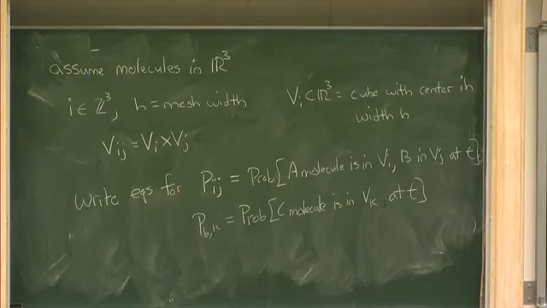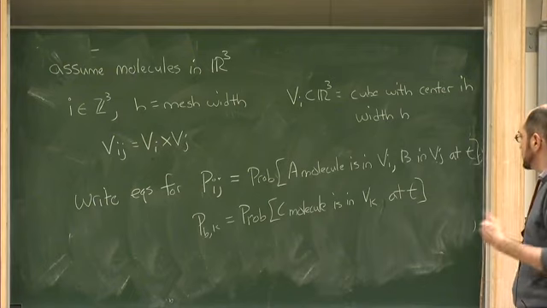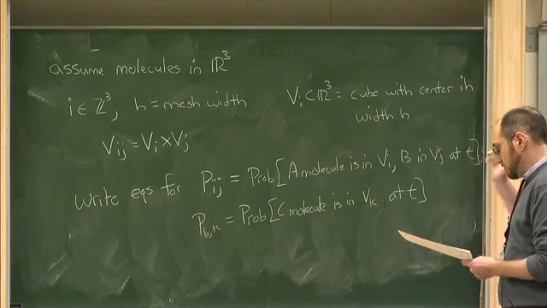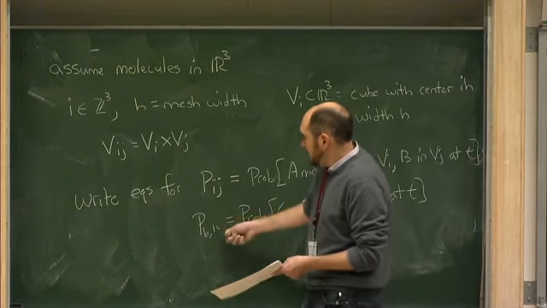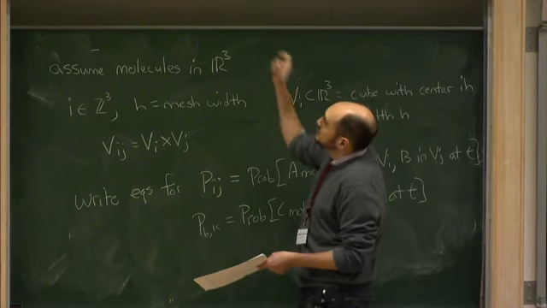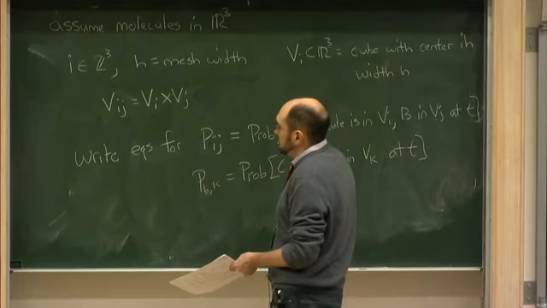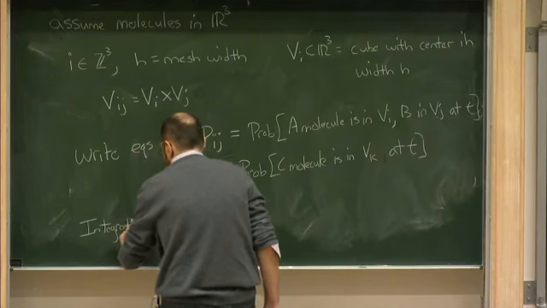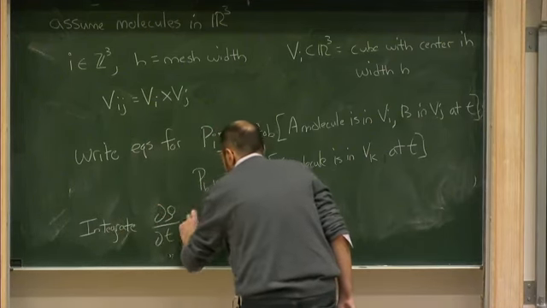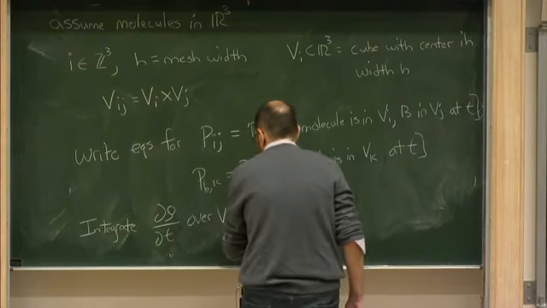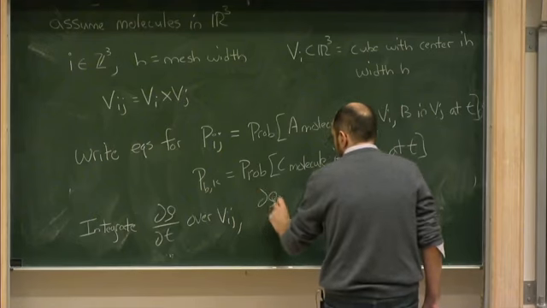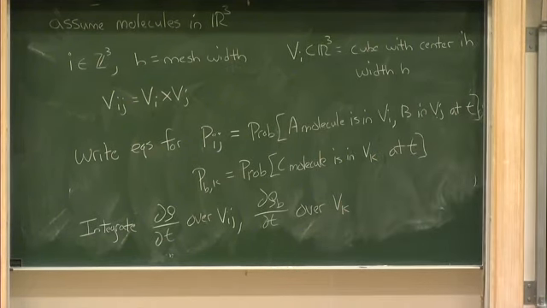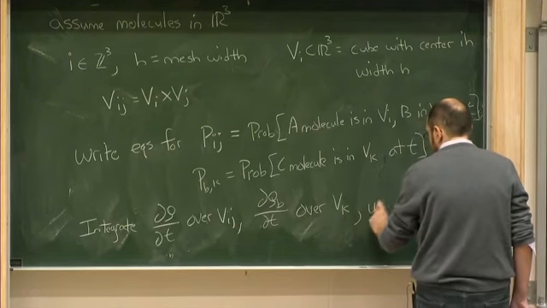I can't write out all the details, but like I said, if you have questions, ask me afterwards. I'm happy to write it out in more detail if this is actually of interest to anyone. So let me give you what we get. The basic idea is, how can I get these? Well, I take my PDEs and I just integrate them over the appropriate region. So you integrate d rho dt over Vij, and you integrate d rho b dt over Vk. And then you use the piecewise constant assumption.